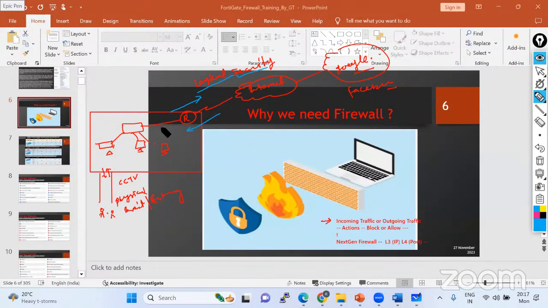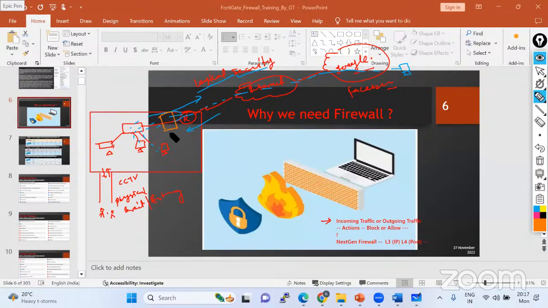Physical asset might be my PC, my servers. Nobody sitting on the internet can take unauthorized access of my computer or server. Only those who have the right permissions can take access. If I don't have permission, I cannot take the access. So who is going to protect that? That's where the device comes into the picture, and that device is known as the firewall.